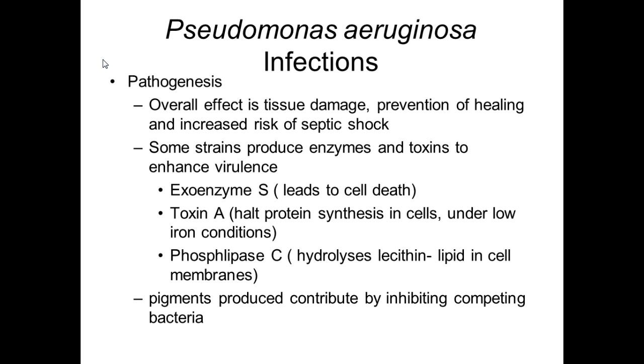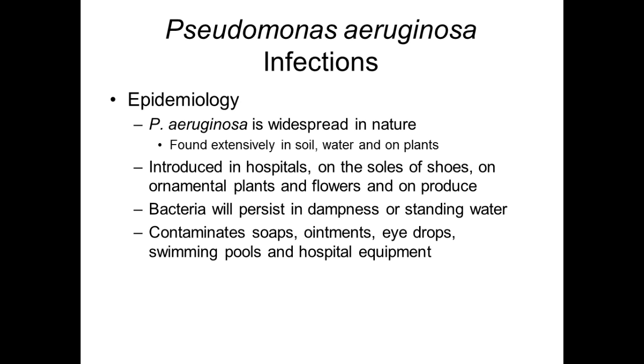And apparently the pigments they produce inhibit competing bacteria, right? So they're toxic to other bacteria. So there's some evolutionary reason to continue to produce these pigments. They're beneficial in helping other bacteria, stopping other bacteria from growing in the area. So they keep the food all to themselves.